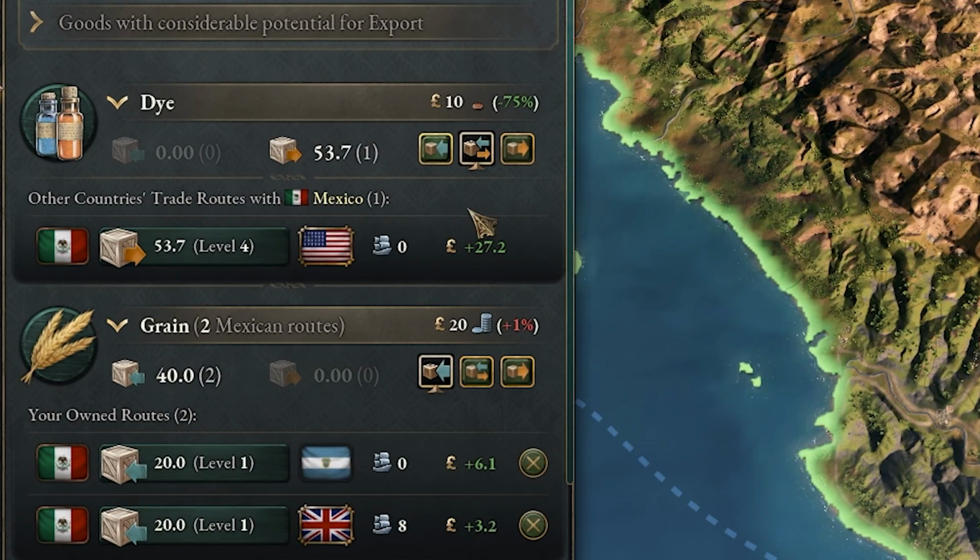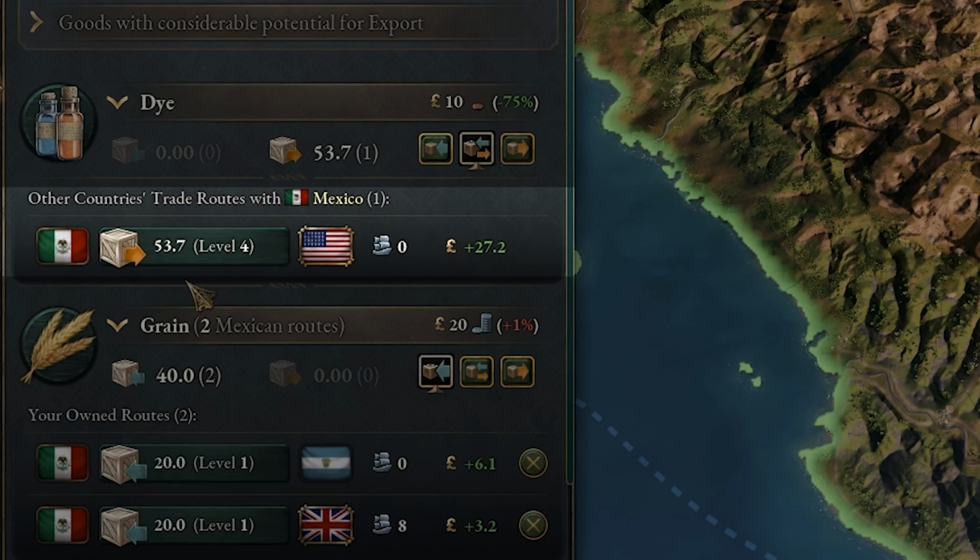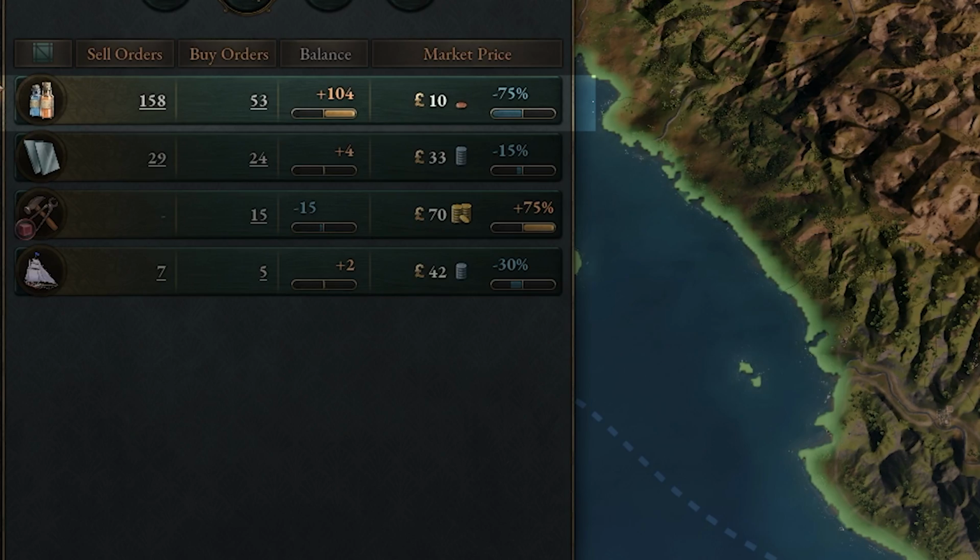Other countries will actually start taking some of your products, especially if they're super cheap. I think that's probably the case here. So for dye, we're losing 53 dye to America. Let's look at our details, and yep, here we go.